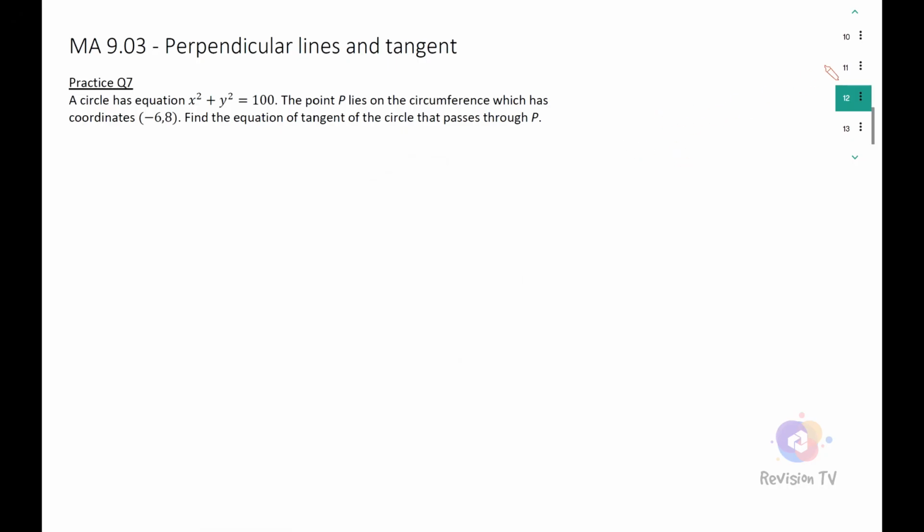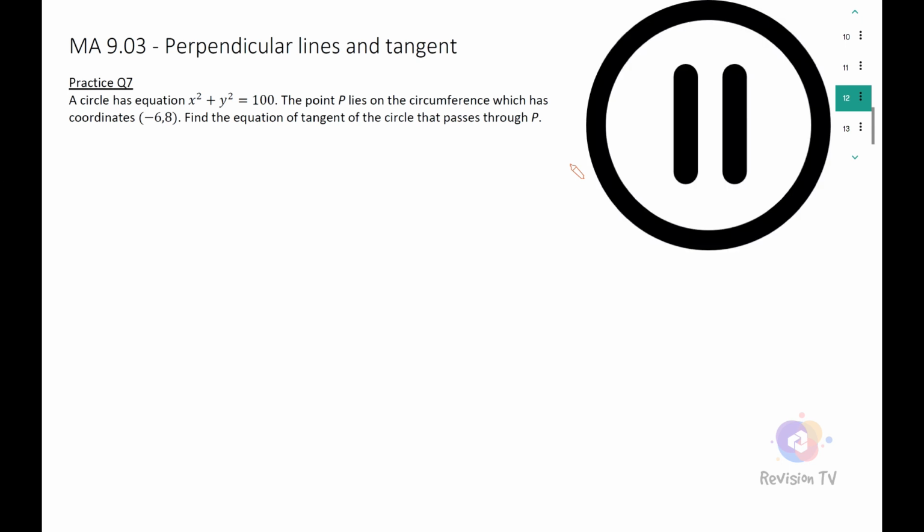A very similar question to the example I just showed you, because I just want you to apply the steps, the skills into this one quite fluently. So pause the video, have a go at the question, see if you're able to work it out. And when you're ready for the answer, you can press play.